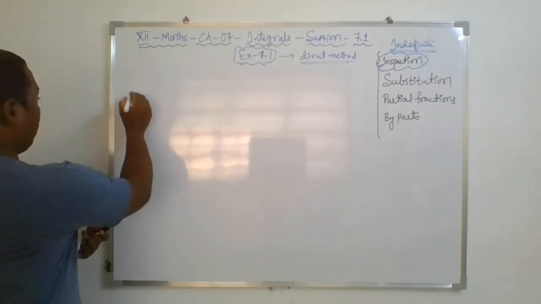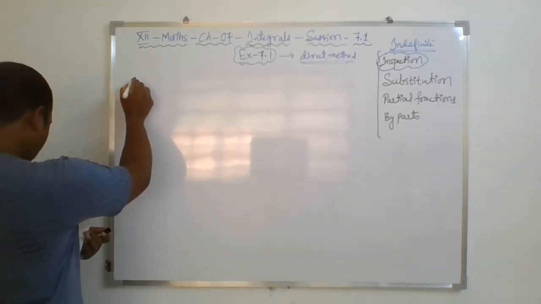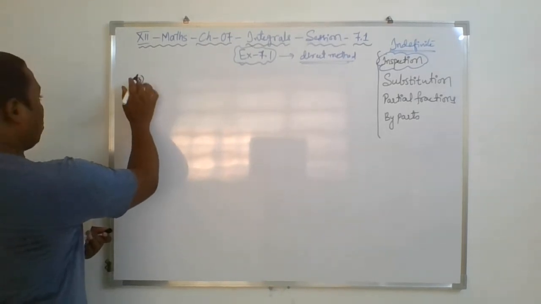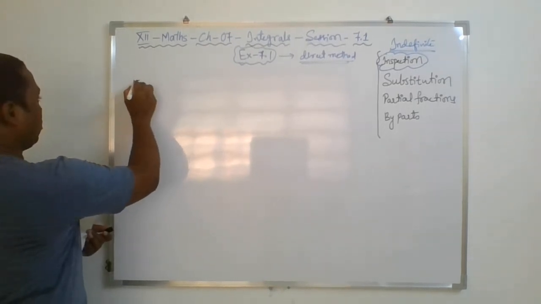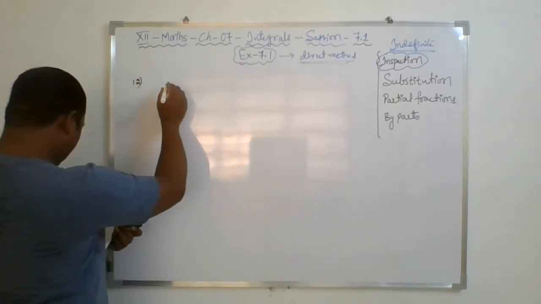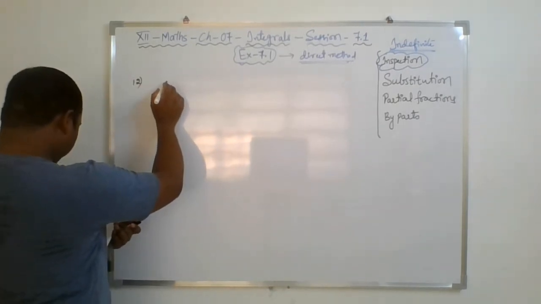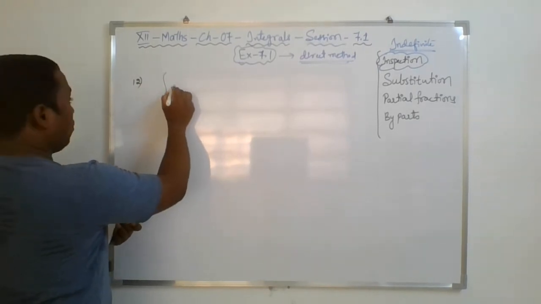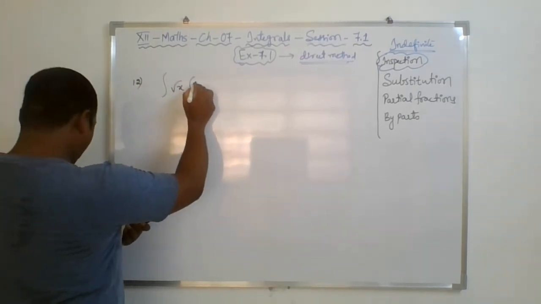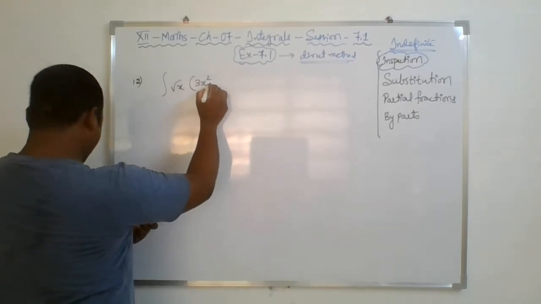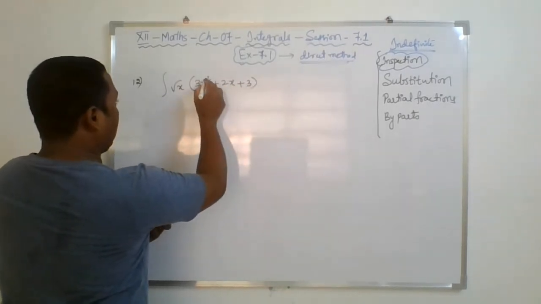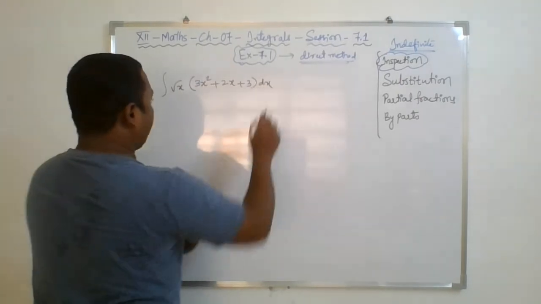I'm taking now question number 13. Okay, yeah, question number 12. Better to take question number 12 first and then we'll come to that. Here, integral of root x into 3x square plus 2x plus 3 into dx.